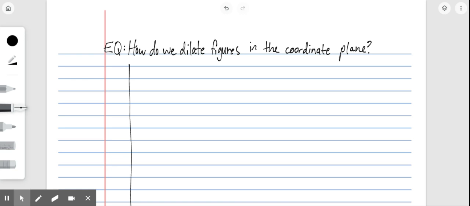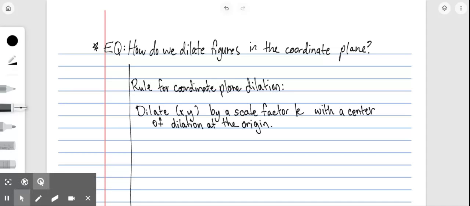All right, beautiful people. So today's our last day on dilations, and we're going to focus on dilating in a coordinate plane. So the first thing I want to talk about is the rule for dilating in a coordinate plane. So, okay, the rule for a coordinate plane dilation. So here's what we're going to do.